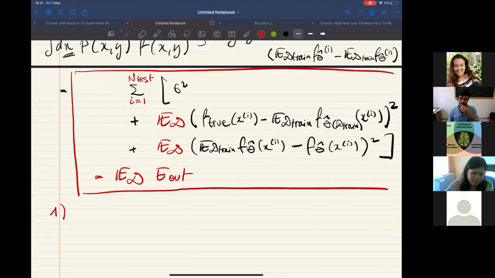So I have 3 contributions. The first one is the simplest one. It's sigma squared. And this has a name. It is called the irreducible error. It represents an error that will always be there, whatever is the quality of your learning, whatever is the richness of your model, independently of everything. This just tells you that you cannot learn pure noise. The noise is completely random. There is nothing to learn.